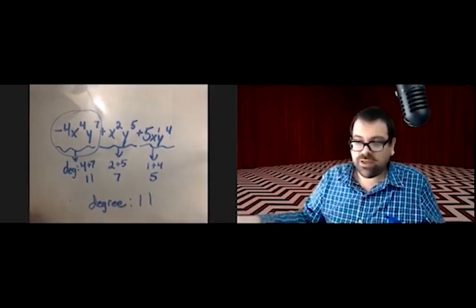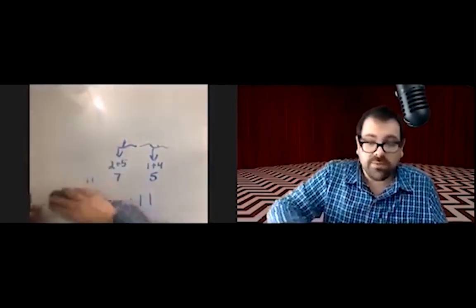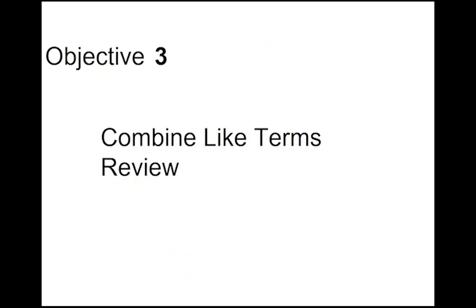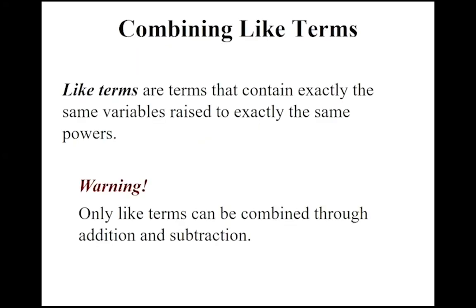Which actually brings me to our next topic. Objective 3 in this topic. Combine like terms review. So like terms are terms that contain exactly the same variables raised to exactly the same powers. Warning, only like terms can be combined through addition and subtraction. If they're not like terms, we can't combine them.